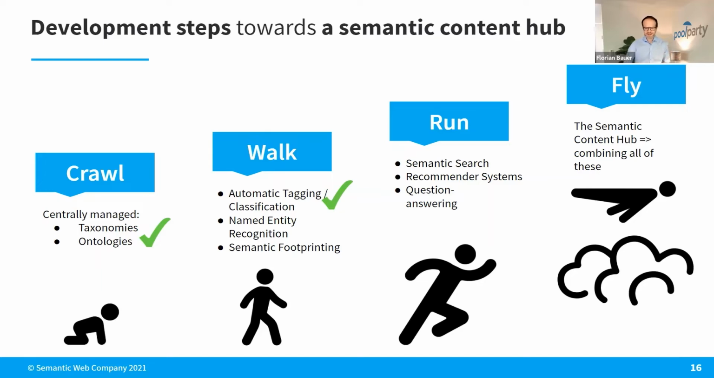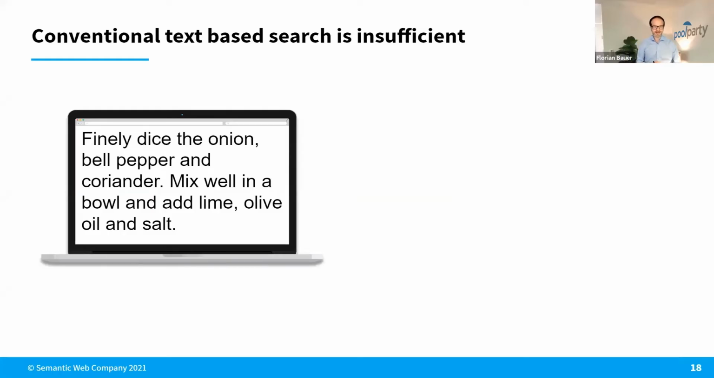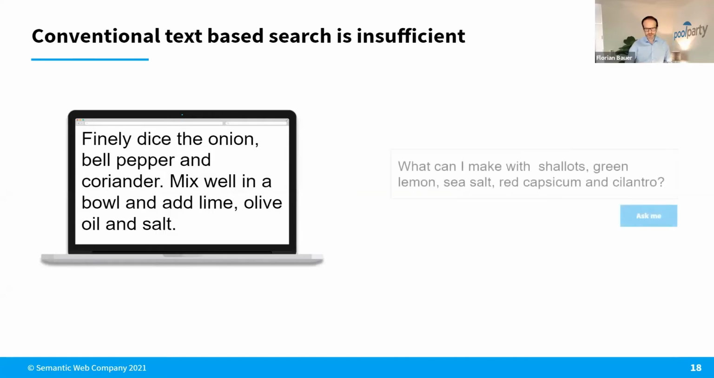But first, let's have a look at semantic search. What we want to achieve there is search that is actually able to match user intent to content. And that's not as simple as it sounds, as we all know. I'll go back to my example of that recipe now. So let's consider a conventional text-based search approach here. We have the text: finely dice the onion, bell pepper, and coriander, mix well in a bowl, and add lime, olive oil, and salt.